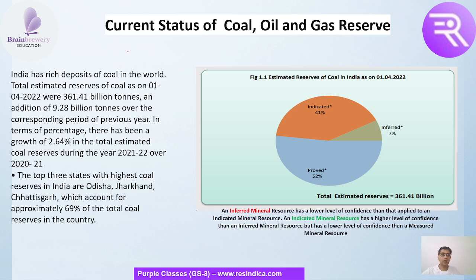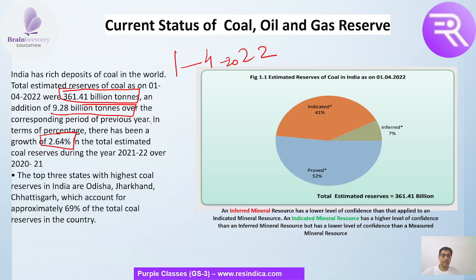As of 2022, we have 361.41 billion tons of coal reserve. We have estimated 9.28 billion tons more over the corresponding previous year, because we have explored some more areas. So there was a growth of 2.64% over the previous year.